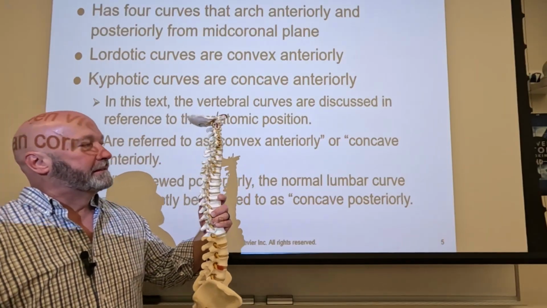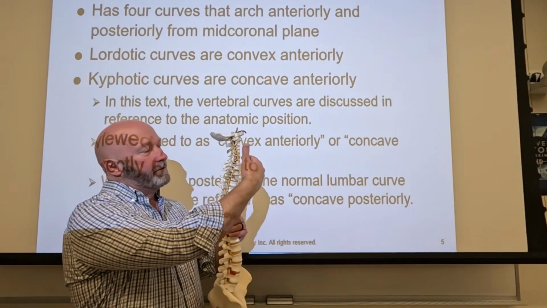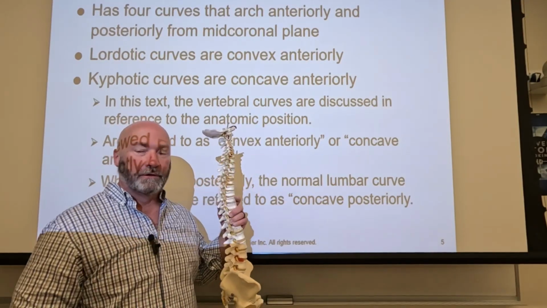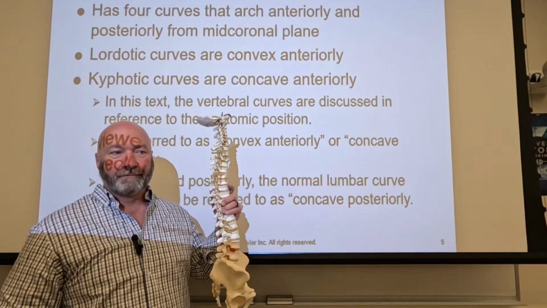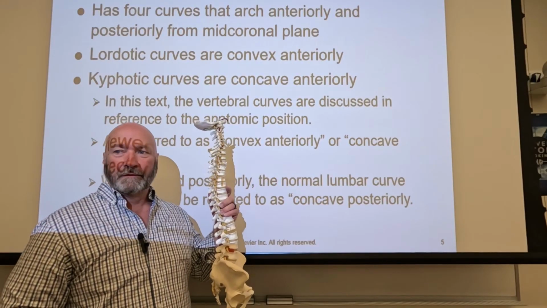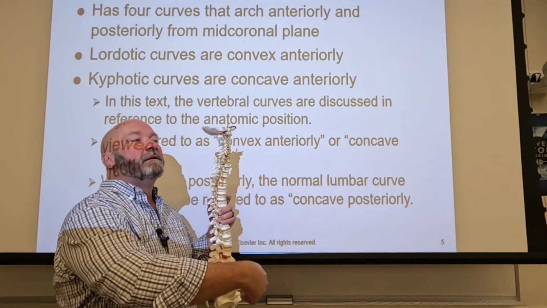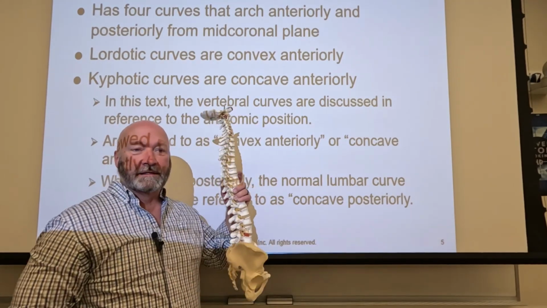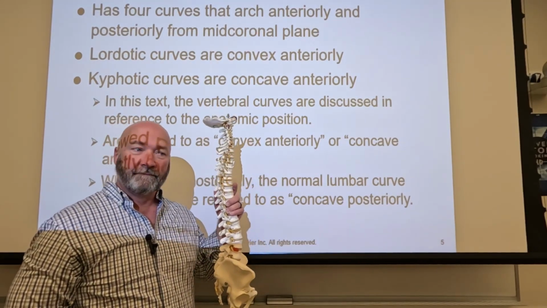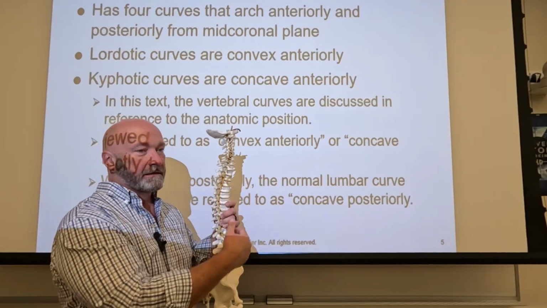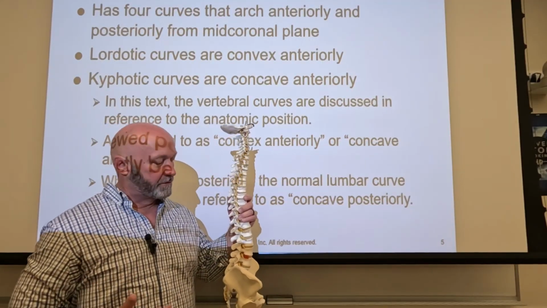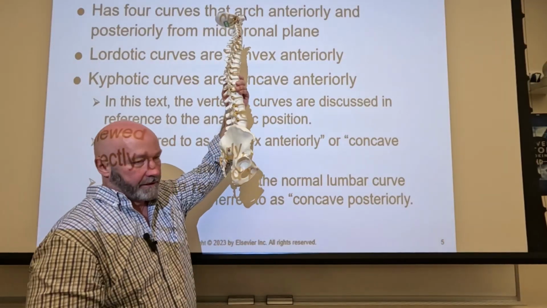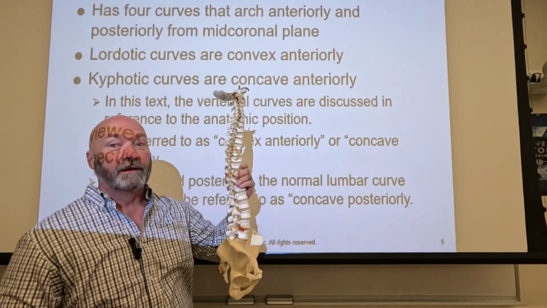So if we're looking at the C-spine sections, on the anterior side, what does it do? Does it bulge out or does it bulge in? It bulges out, right. So on the anterior side, the C-spine is convex. The T-spine is concave, it goes in. The L-spine is convex, and then the sacral segments are concave, right. So that's the anterior portion.